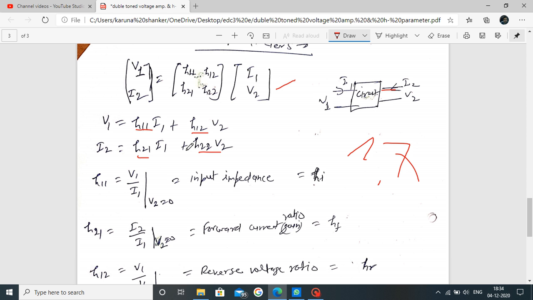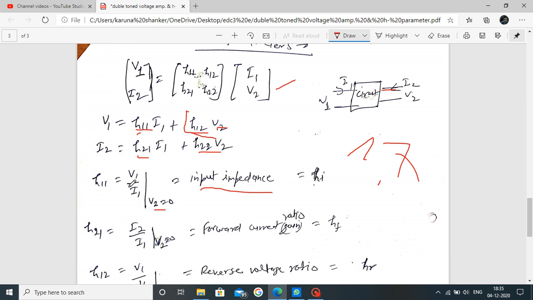Now these four parameters we obtain by a ratio, with some value put as short circuit or open circuit. Suppose we find H11, then we put V2 equal to 0, a short circuit. Then this term is equal to 0, and the ratio of V1 and I1 represents your H11. H11 is the ratio of V1 and I1 when V2 is equal to 0. This is called the input impedance.